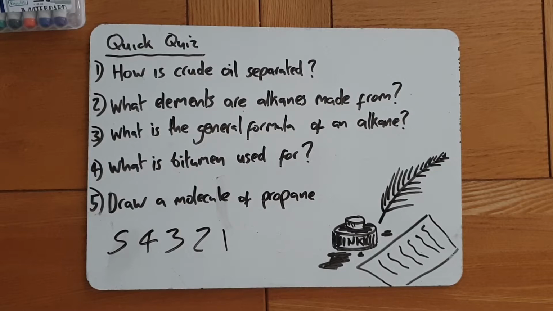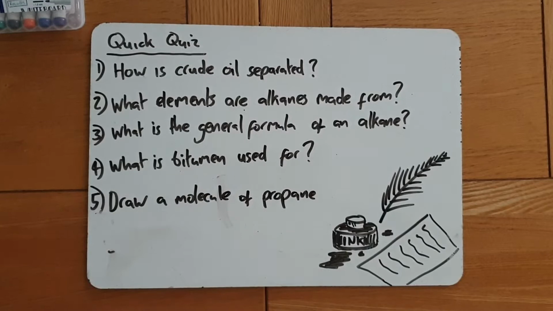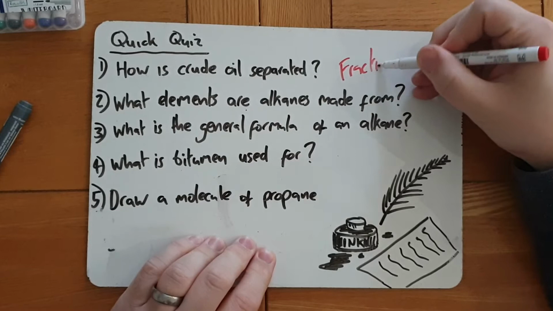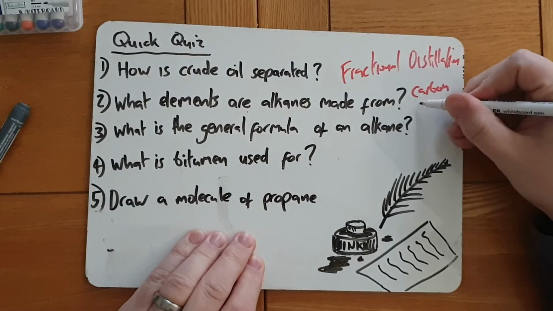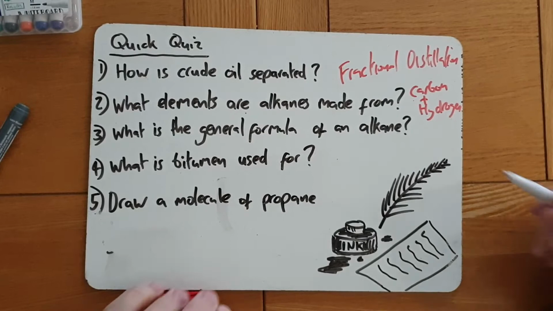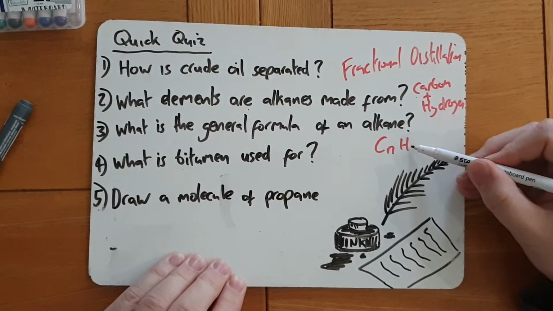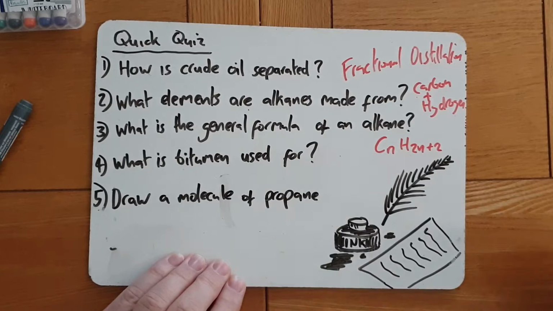Right, I'm going to go through these. How is crude oil separated? That is fractional distillation. What elements are alkanes made from? That would be carbon and hydrogen. What's the general formula of an alkane? That's CnH2n+2.